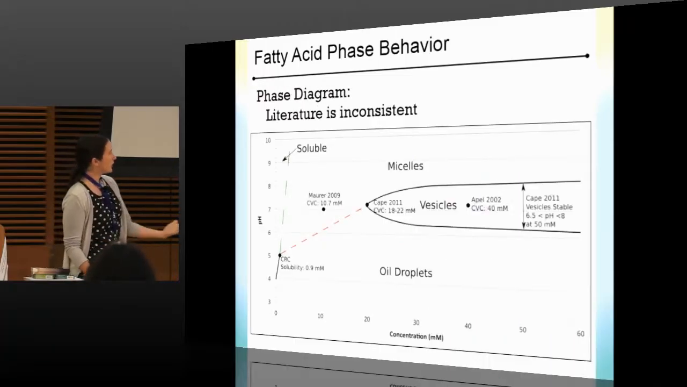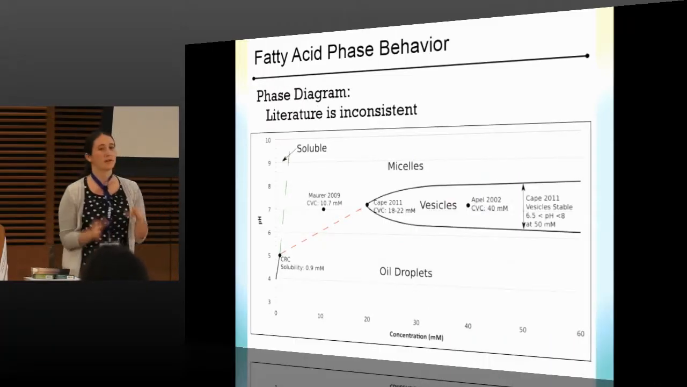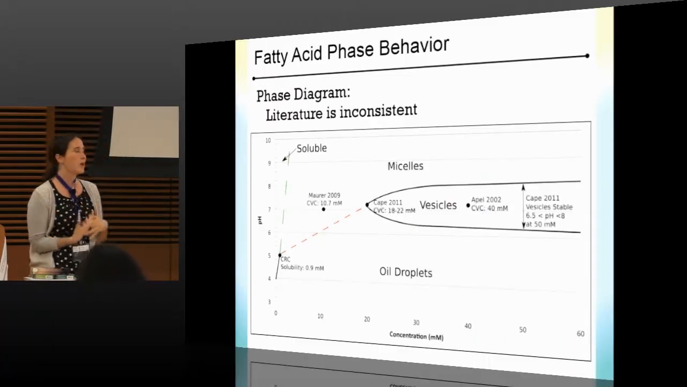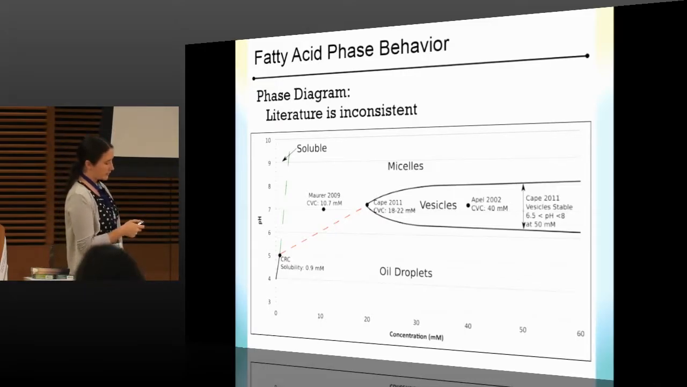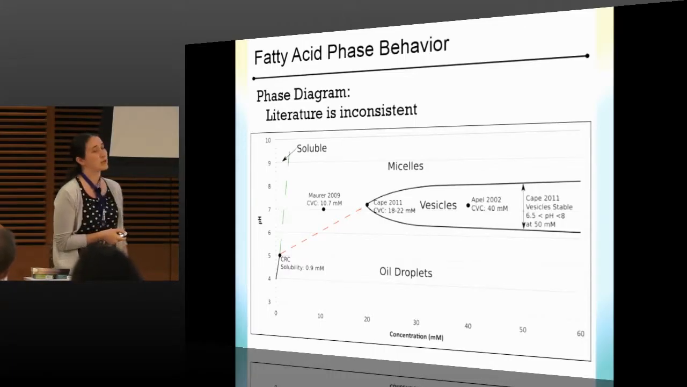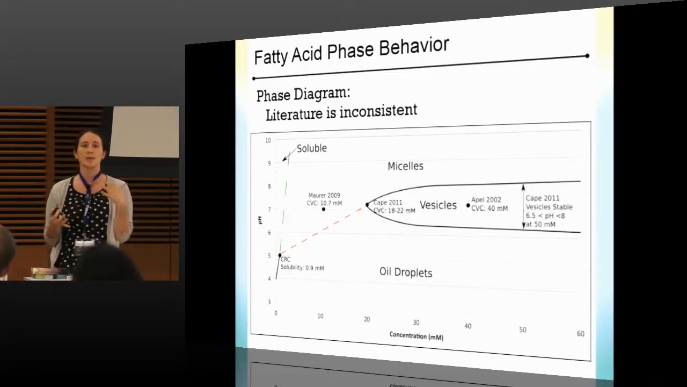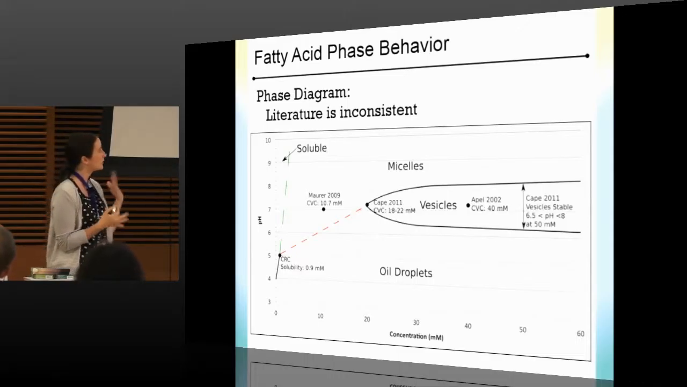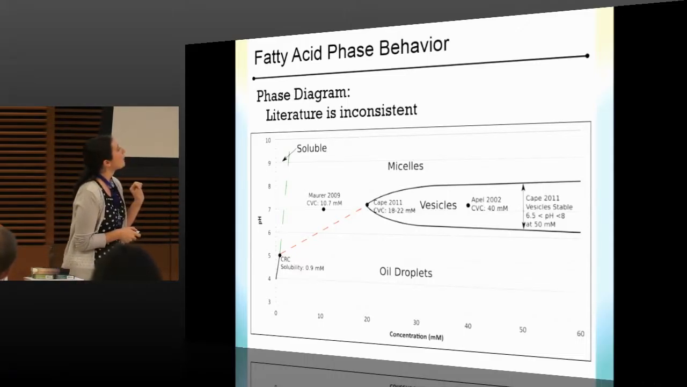But if you look at the literature a little bit and you try to quantify this more in a phase diagram picture than a schematic, you run into a few issues. It's sort of the same idea. You've got micelles at high pH, oil droplets at low pH, and there's this really narrow range where you have stable vesicles, which maybe limits some of the prebiotic applications perhaps a little bit.